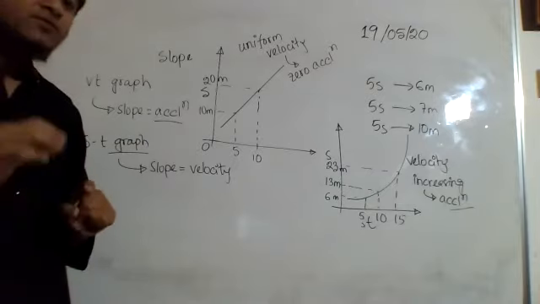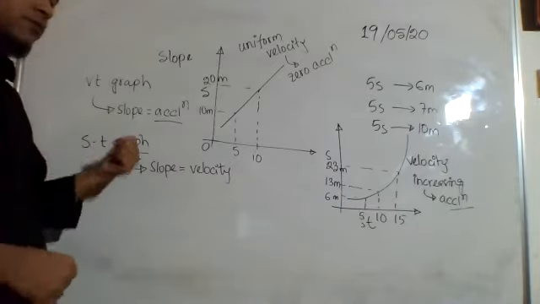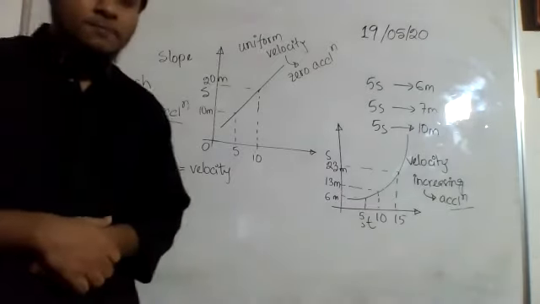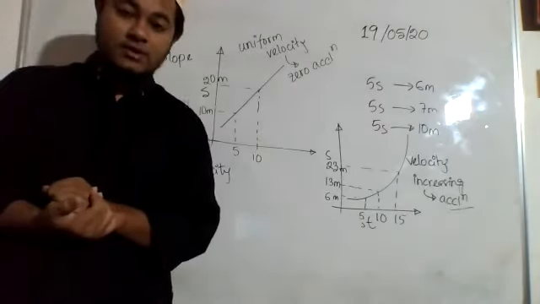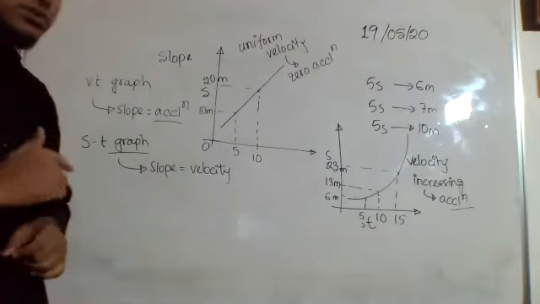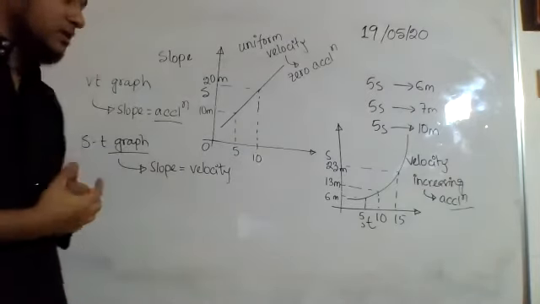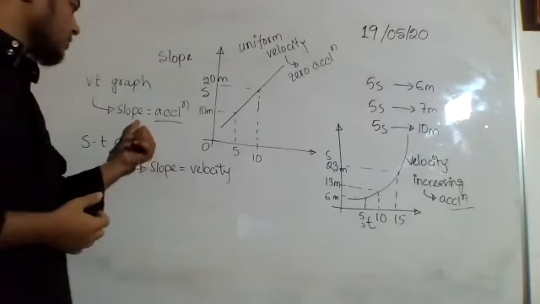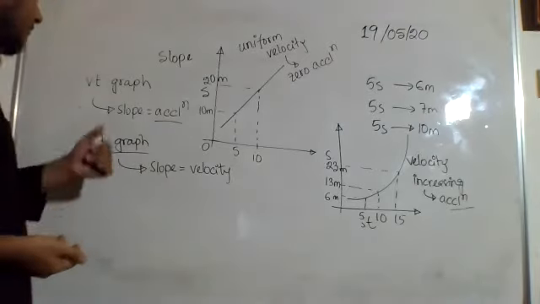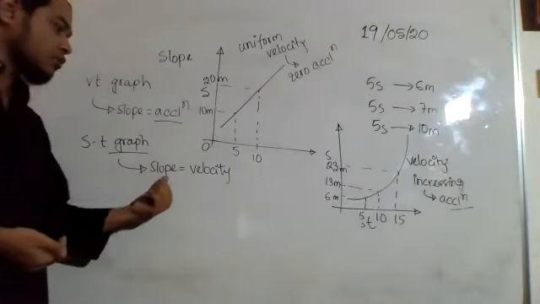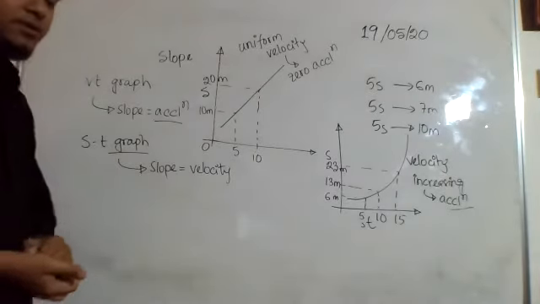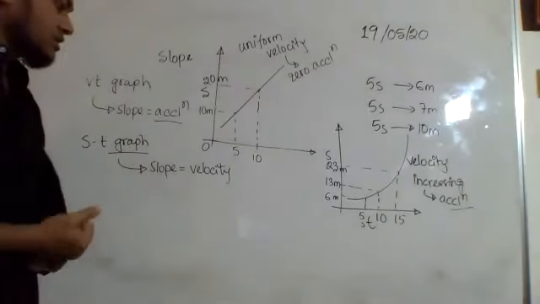Now why is this slope equal to acceleration? You will not understand this now, because you have to get a very clear idea about slope from the coordinate geometry of higher math. Inshallah, if we meet in grade 10 again, I will be the one teaching you this coordinate geometry, and at that time I will show you why the slope is equal to acceleration from the velocity versus time graph, and why for the distance versus time graph the slope is equal to velocity.